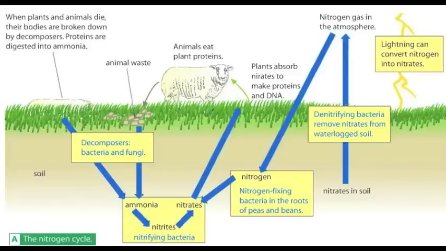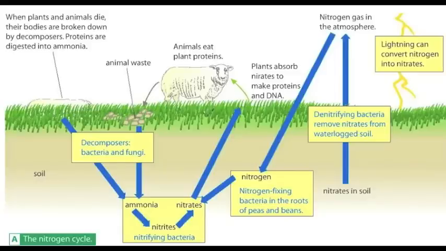Nitrogen is mainly recycled by microorganisms in the soil. Decomposers break down dead organisms and animal waste into ammonia, which contains nitrogen. Nitrifying bacteria then use a series of reactions to convert the ammonia into nitrates that plants can absorb. In areas where the soil is waterlogged, denitrifying bacteria break down nitrates and release nitrogen into the atmosphere.